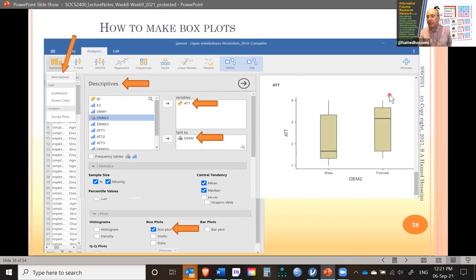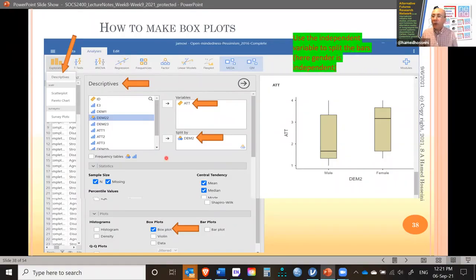And as you can see, women's box and whiskers are well above the men's box. And of course, here you can choose box plot to generate the box plots. We're using the descriptives. We have used that last week, if you may remember. And as I said before, the more you practice, the more you will remember where to go and what to do.